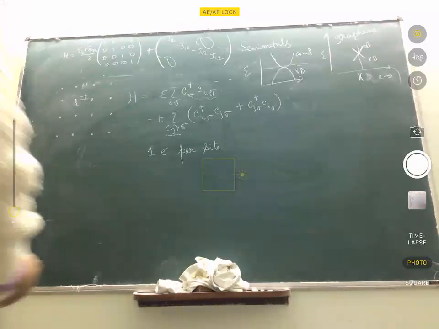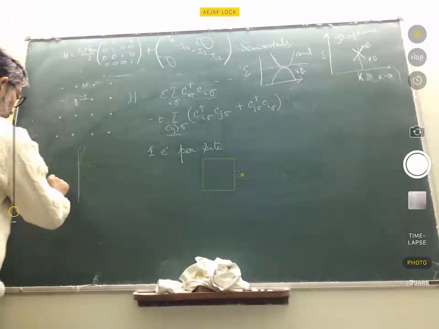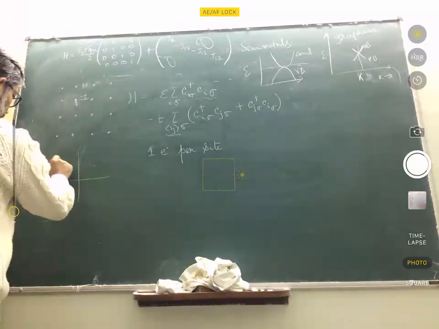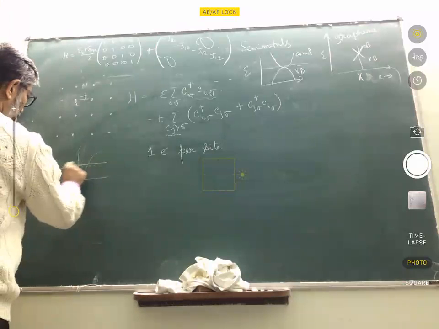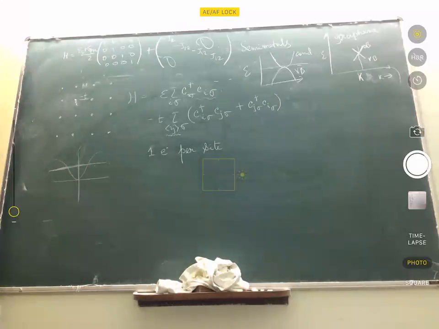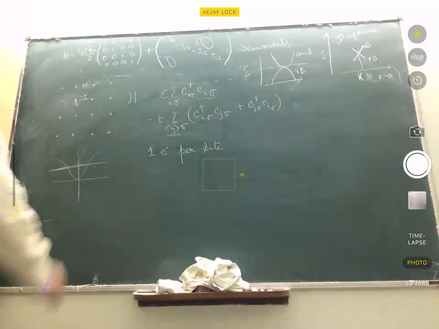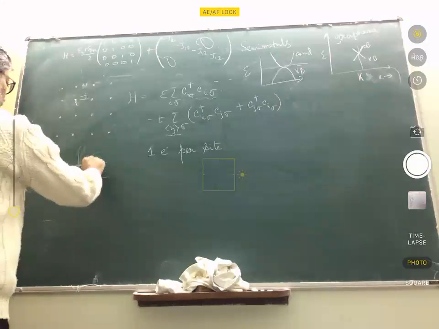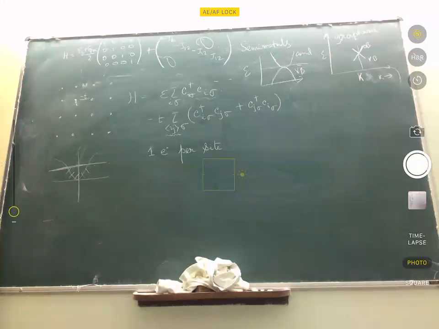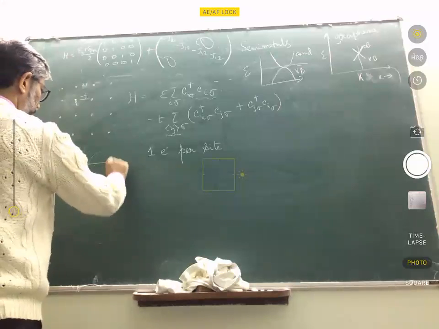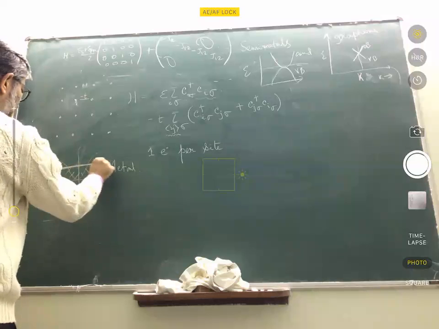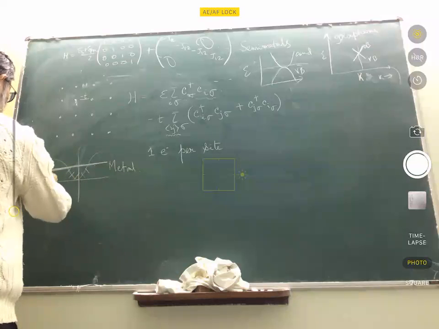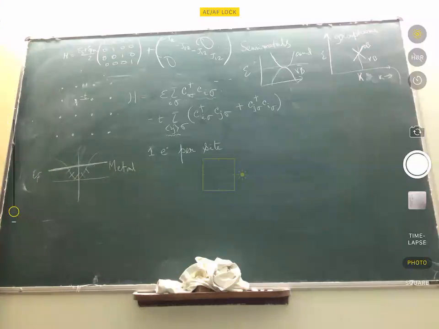If you remember, in one dimension, we got a band structure that looked like that, and half of this was occupied, half the states were occupied. So this part was occupied and this part was unoccupied. Therefore, we got a metal with a finite density of states at the Fermi energy. So this would be my Fermi energy. So I get a metal.